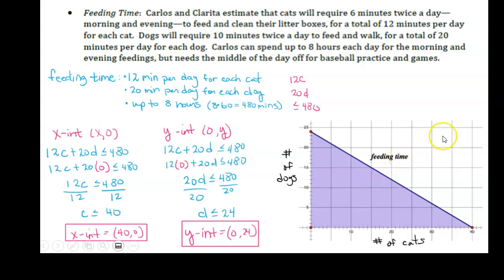Likewise, if we selected a point located above the line, for instance (30, 20), and we substituted those in for our x and y or c and d values, we would find that the sum of these products is not less than or equal to 480. Therefore, that point that we select above the line does not make the inequality true, so it's not a point that's part of the solution set.